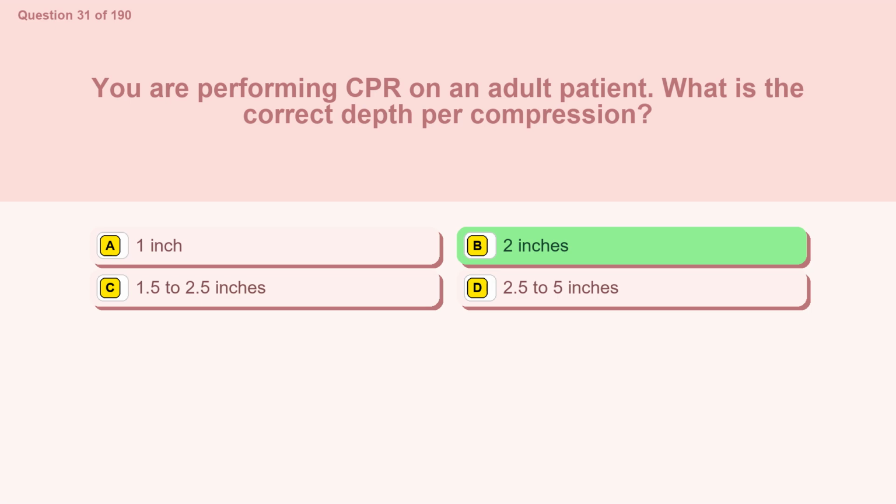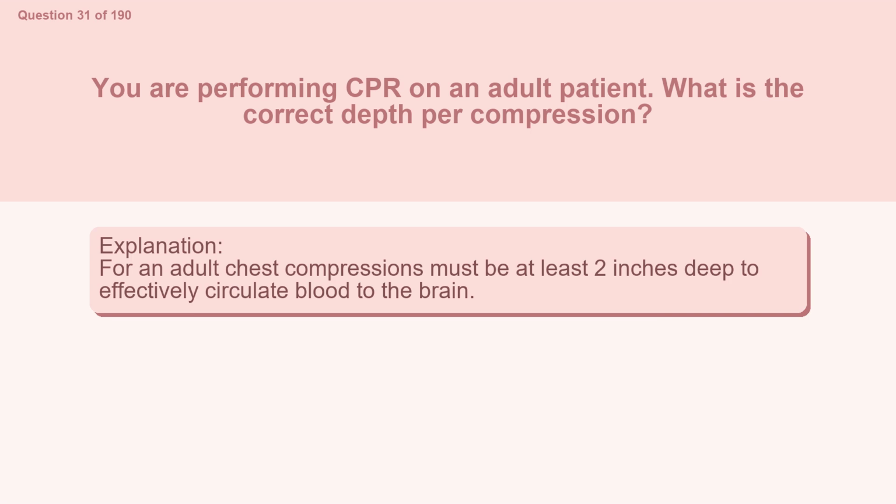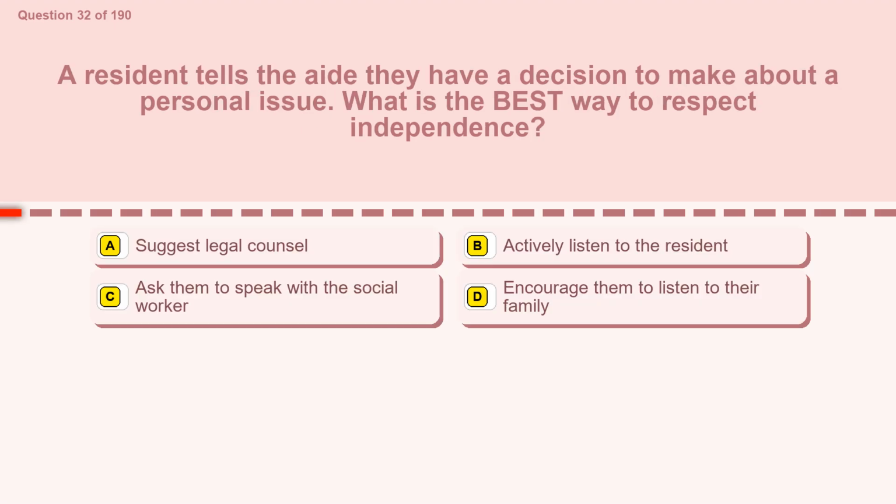The correct answer is option B. 2 inches. For an adult, chest compressions must be at least 2 inches deep to effectively circulate blood to the brain. Question 32. A resident tells the aide they have a decision to make about a personal issue. What is the best way to respect independence?